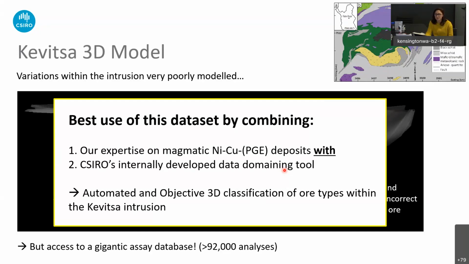and combine it with June's expertise and recently developed data domaining tool. And the aim was to get an automated and objective 3D classification of the ore types within the Kevitsa Intrusion. That database represented a huge wealth of information, but it was really hard to know how to integrate it and how to distinguish significant trends and patterns from actual background and short-range variability. And so the multiscale domaining tool was perfect for that.